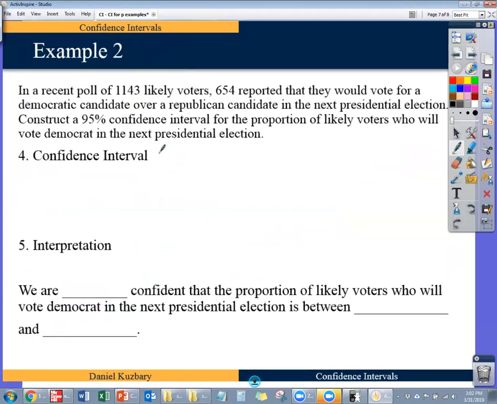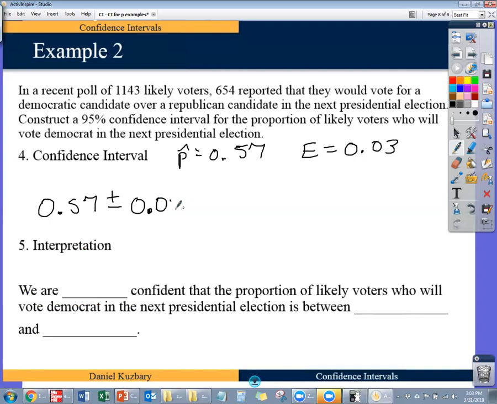So I have p hat is equal to 0.57, and I've got the margin of error is equal to 0.03, which is nice. There's a 3% margin of error, which is nice for a poll, frankly. You could shrink it if you wanted to, take a bigger sample. But what I'm saying is my confidence interval is the point estimate plus or minus the margin of error. So this is usually how polls are reported.